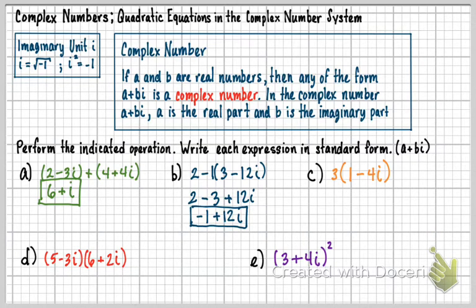All right, now let's move on to the third one here. Now for this third one, this is multiplication. So keep in mind what we did here. First we did an addition, then we did a subtraction. Now we're doing a multiplication here, because I don't see anything between the 3 and the parenthesis, it means times. So this is just a simple distributive property I'm going to use here. So the answer for this one is 3 minus 12i. Okay, so that's the answer for that one.